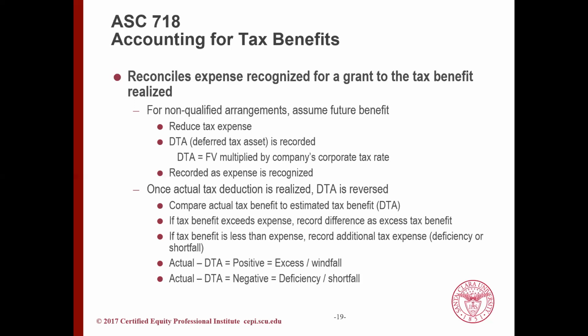So for awards that normally result in a tax deduction for a company, such as NSOs or RSUs, the company records the DTA based on the future tax deduction the company expects to receive. This deferred tax asset is then written off when the company does ultimately become entitled to a tax deduction. At that time, the tax savings resulting from the deduction is compared to the amount of the asset that was recorded for the arrangement. If the actual tax benefit is more than the deferred tax asset, the excess is recognized as a tax benefit or a reduction to tax expense. However, if the actual tax benefit is less than the deferred tax asset, the shortfall is treated as additional tax expense for the period in which the exercise or RSU release occurs.